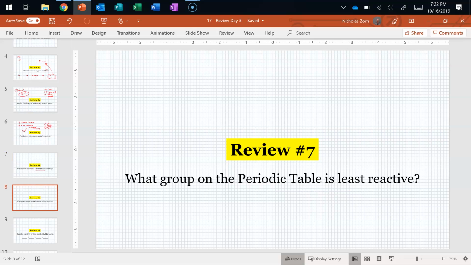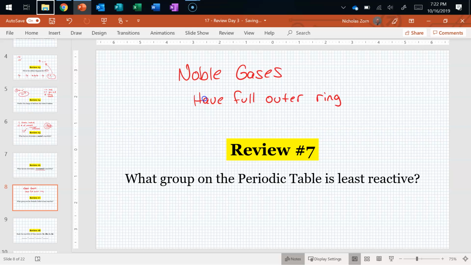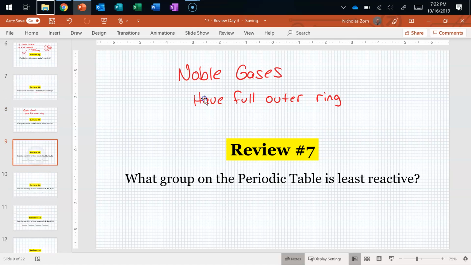All right, what group on the periodic table is the least reactive? That is going to be the noble gases, because they already have a full outer ring. Okay, so they've already got 8. They're cool. They don't want anything to do with anybody. They are good to go. They don't want to get into trouble.